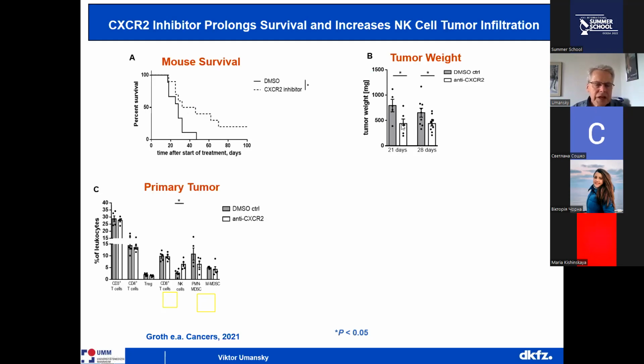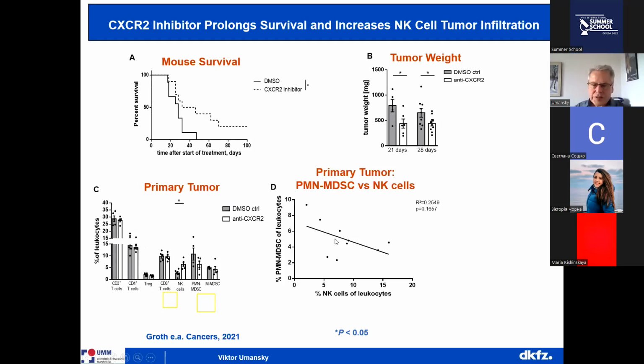What is interesting is that we expected, as in other situations, the accumulation of CD8 T cells, but it was not the case here. We found an accumulation of NK cells here. It was a surprise. Moreover, the amount of NK cells infiltrating the tumor inversely correlated with the frequency of PMN MDSC infiltrating the tumor. We made some experiments to show what the mechanism of involvement is and why PMN MDSC are so important for NK cells.